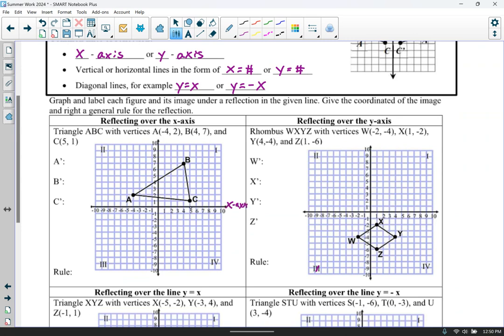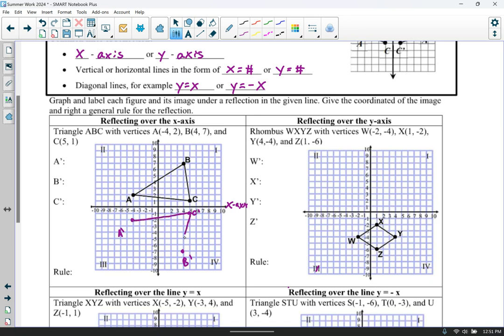C is 1 space above, so C prime is going to be 1 space below. B is 1, 2, 3, 4, 5, 6, 7. So it's going to be 7 below. And that'll be B prime. Okay. A is 2 above. A prime will be 2 below. There we go. We'll make our triangle.